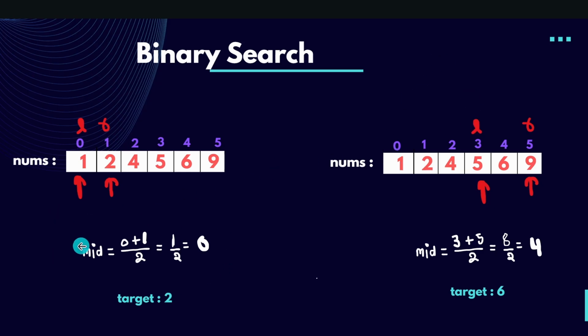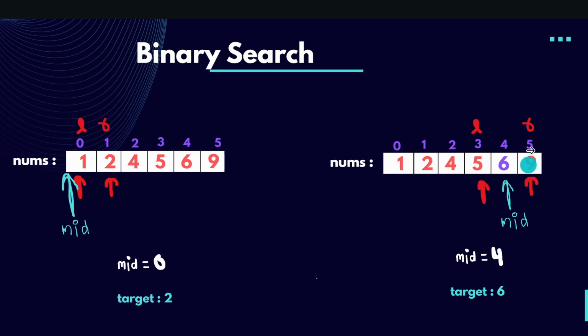Again, recalculate the mid value. So 0 plus 1 by 2, that is 0. So the mid will be placed here. I will show that. Here also calculate the mid: 3 plus 5 by 2, that is 4. So place the mid value there, index 4. Now the target element is equal to 6, that is the correct value. Here, for the other case, we are getting a mid value of 0, so move the mid here.